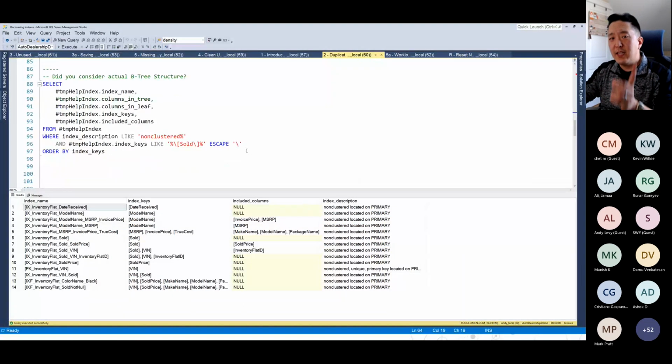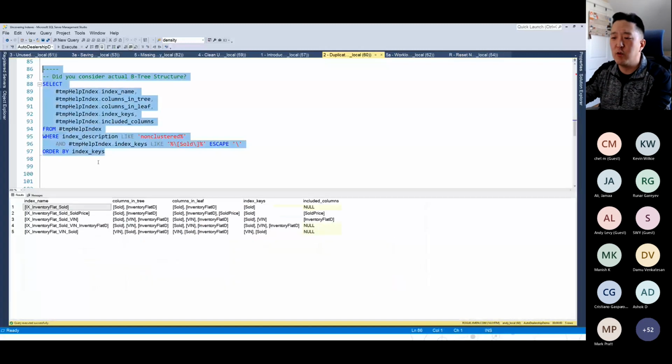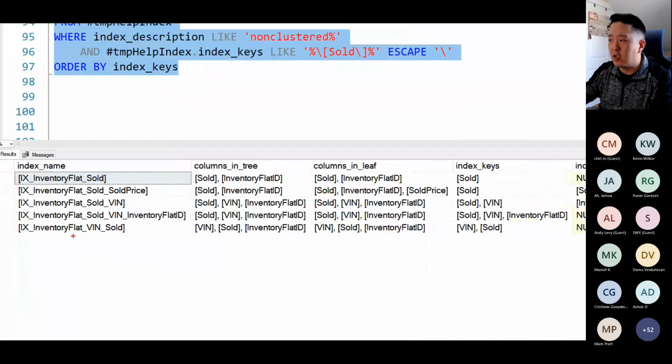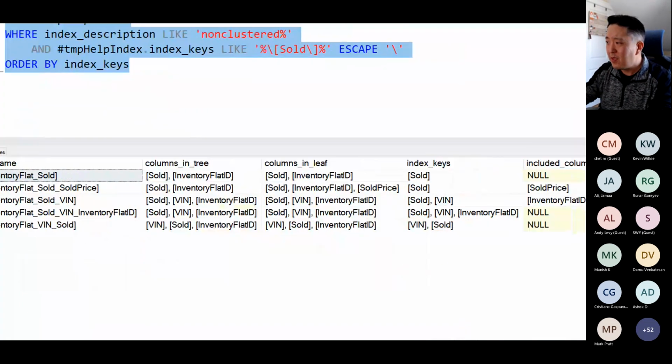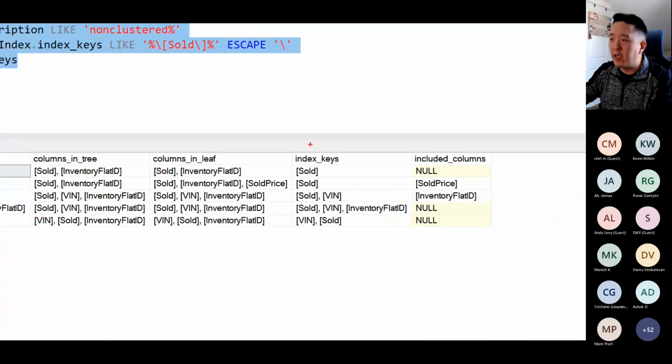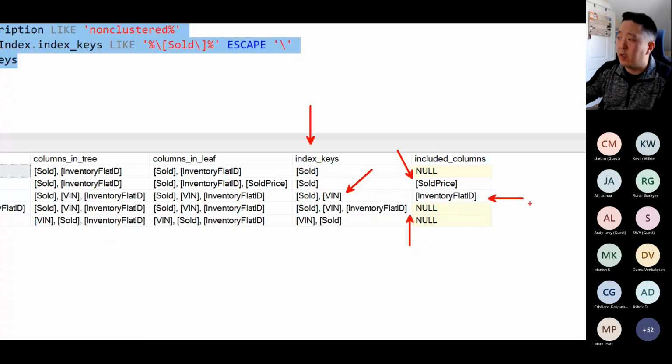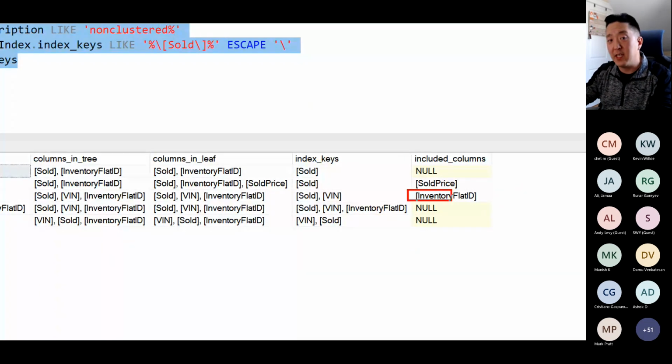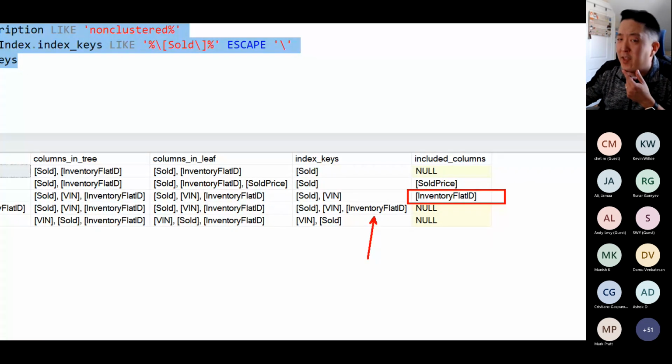But let's also consider the B-tree structure and a couple of pieces of information that I talked a little bit about earlier. I want to zero in on the non-clustered indexes that happen to have the sold column here. So as you can see from the index keys, we have a whole bunch with the sold column where there's different variations where sold price and the VIN number shows up. And then we have the included columns, as one of them has the inventory flat ID as an included column. Another one has inventory flat ID as an index key column.